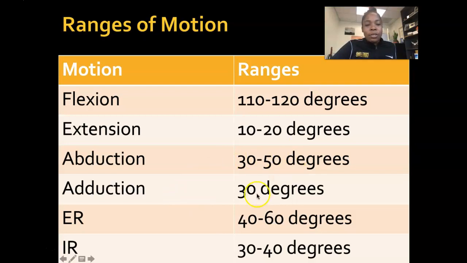In internal rotation, for external rotation, we're expecting about 40 to 60 degrees of motion. And then for our internal rotation, we're expecting about 30 to 40 degrees. So these are all normative values that you really should know.